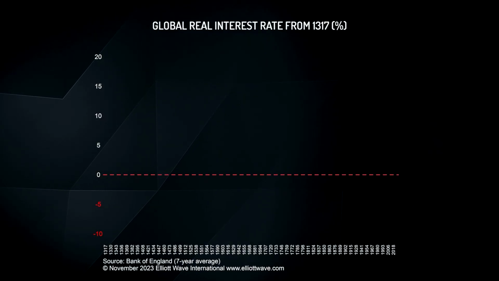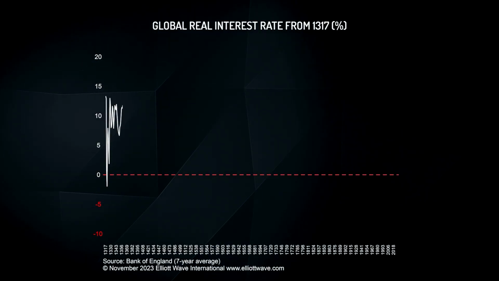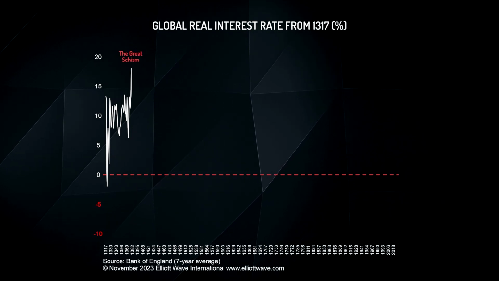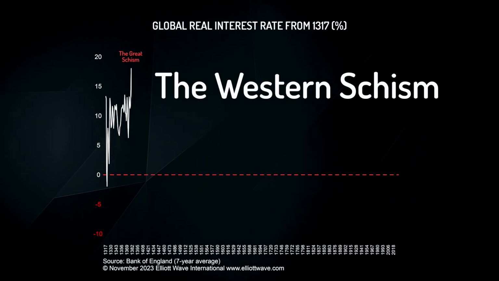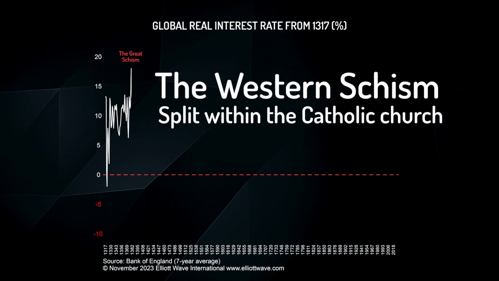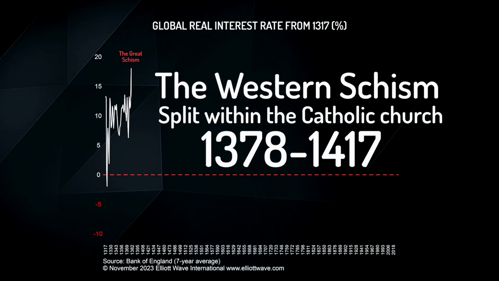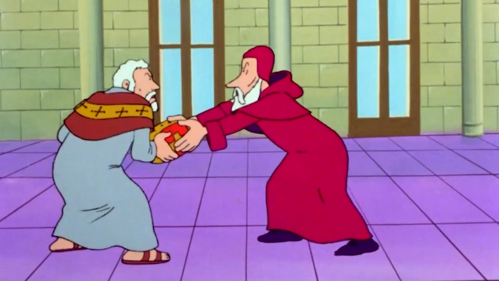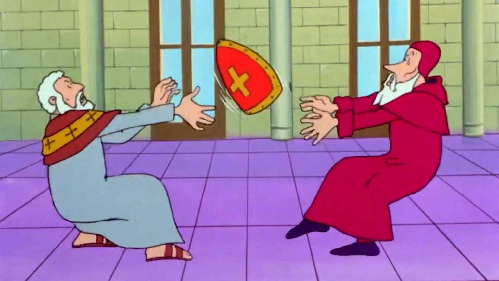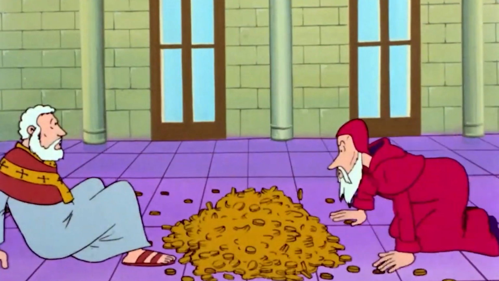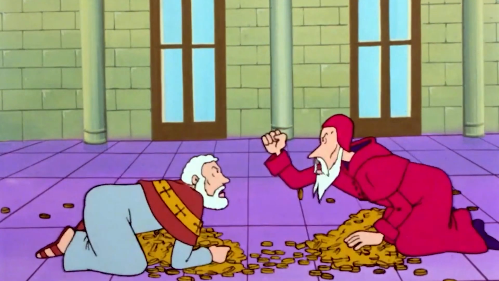Let's take a little tour across the centuries. Throughout the 1300s, the real interest rate had been rising and peaked as the so-called Great Schism occurred. Also known as the Western Schism, this was a split within the Catholic Church lasting from 1378 to 1417, in which bishops residing in Rome and Avignon both claimed to be the true pope and were joined by a third line of claimants from Pisa in 1409.